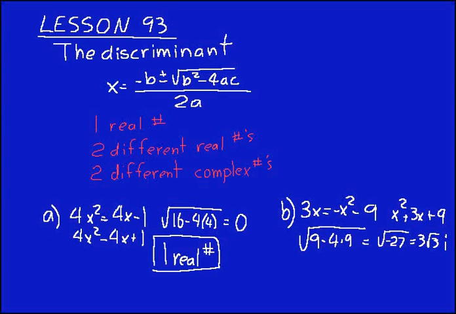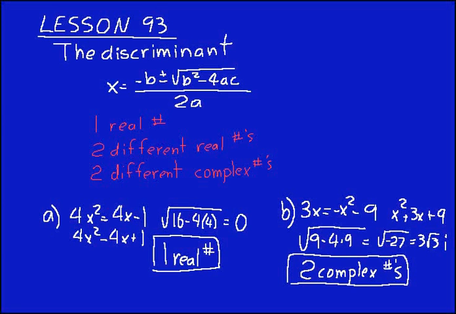Now we didn't have to get 3 times the square root of 3i, because we had that negative number under the square root. We knew right away that we were going to have two complex numbers for our solutions to that quadratic equation.